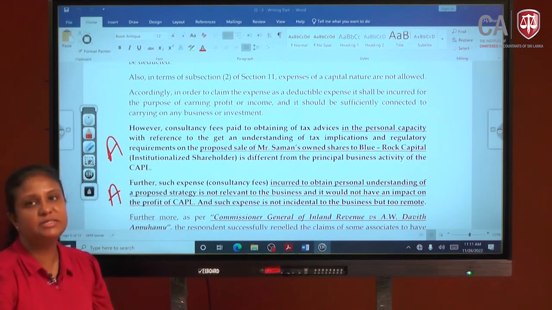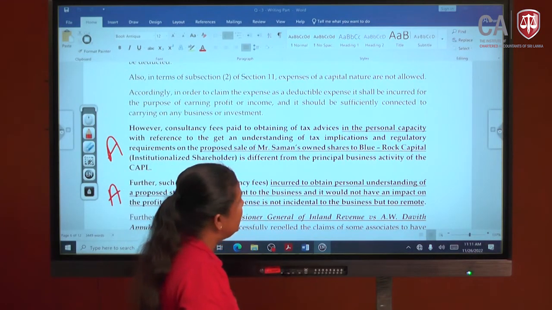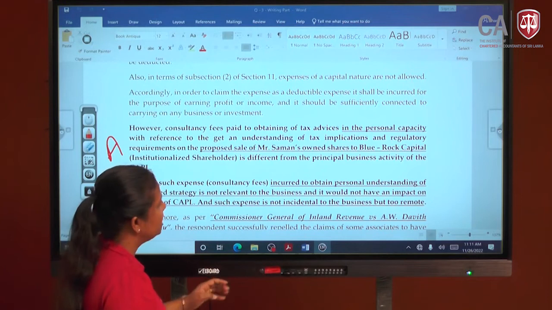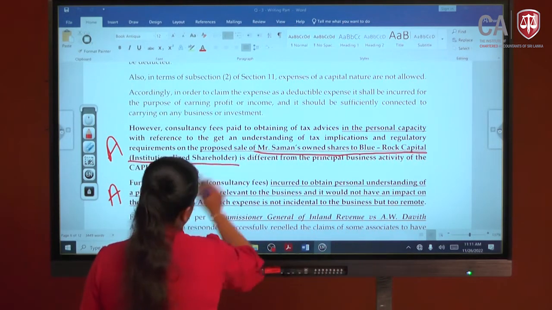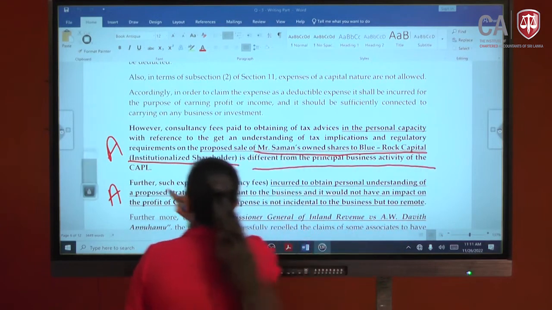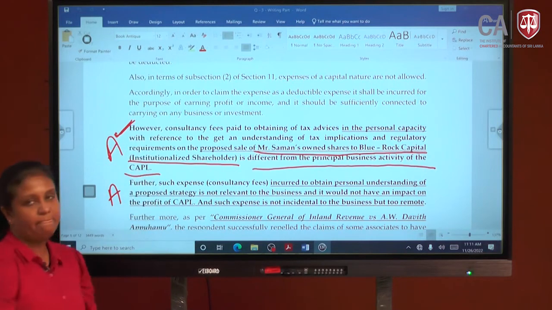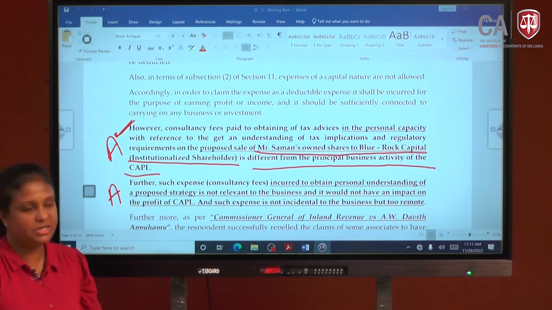However, consultancy fees paid to tax advisors in the personal capacity, to get an understanding of tax implications and regulatory requirements on the proposed sale of Mr. Saman's own shares to Blue Rock Capital. Institutional share is different from the principal business activity of CAPL. You have to write these things. Then you have to confirm it has not been incurred for the production of income.